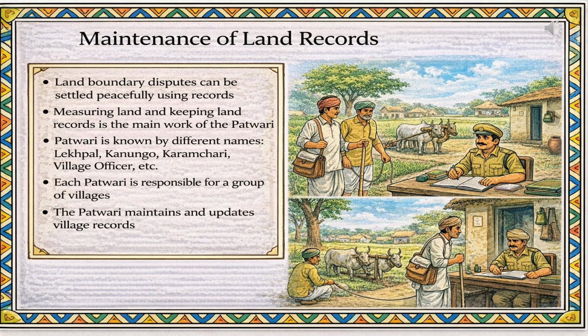Land records are very important in rural areas because many disputes happen over land boundaries. These disputes can be solved peacefully if proper records are available. The Patwari is responsible for measuring land and maintaining records. He is called by different names in different states like Lekbal, Kanungo, Karamkari, or village officer. Usually, one Patwari looks after a group of villages and regularly updates records to keep land ownership clear.